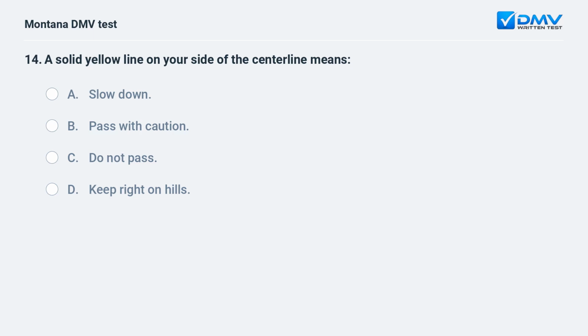A solid yellow line on your side of the centerline means: A. Slow down. B. Pass with caution. C. Do not pass. D. Keep right on hills.